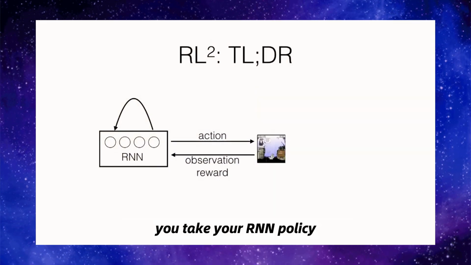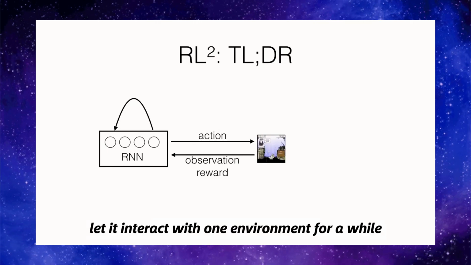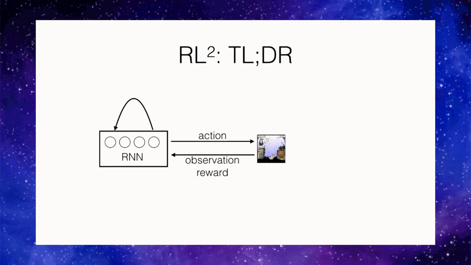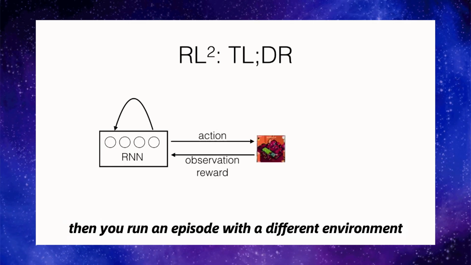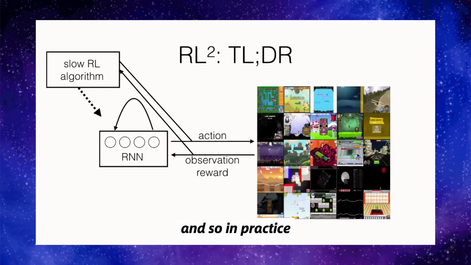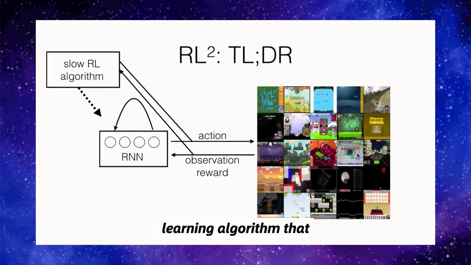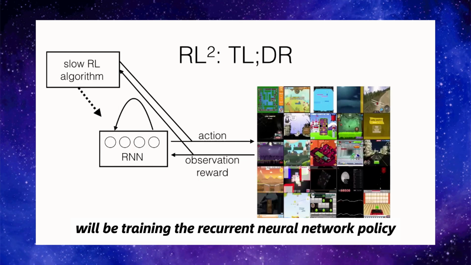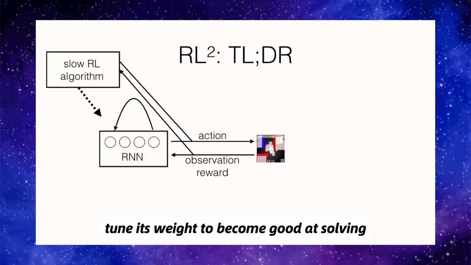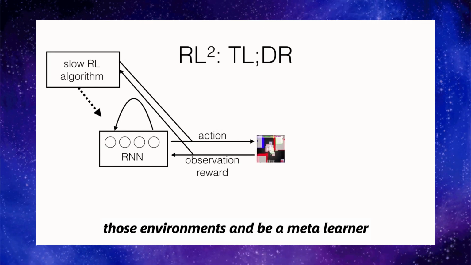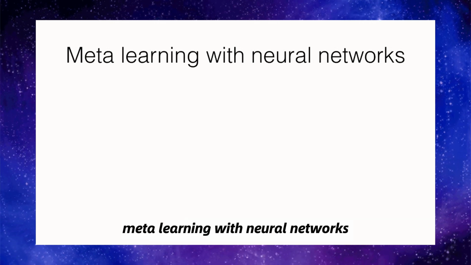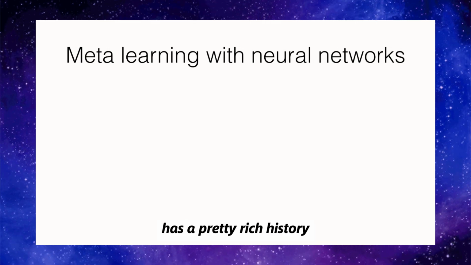So in practice, how would it look? You take your RNN policy and you let it interact with one environment for a while. You run an episode with one environment. Then you run an episode with a different environment. And then you run another episode with a different environment still. And so in practice, you will have a slow reinforcement learning algorithm that will train the recurrent neural network policy. It will tune its weights to become good at solving those environments and be a meta-learner.